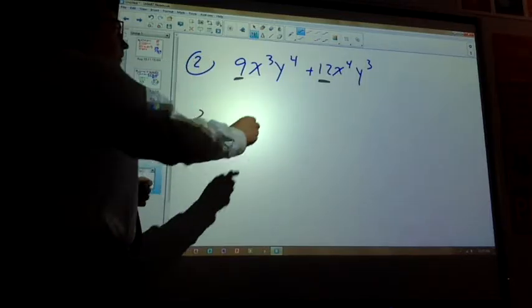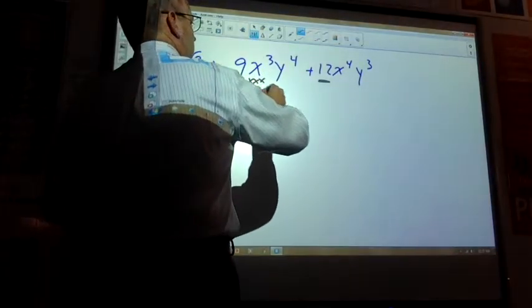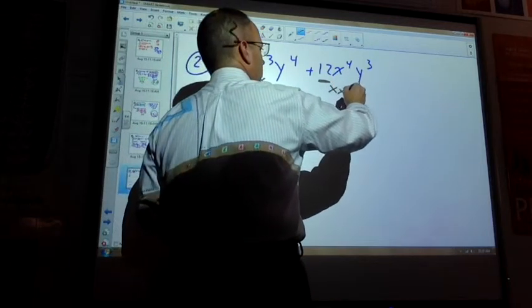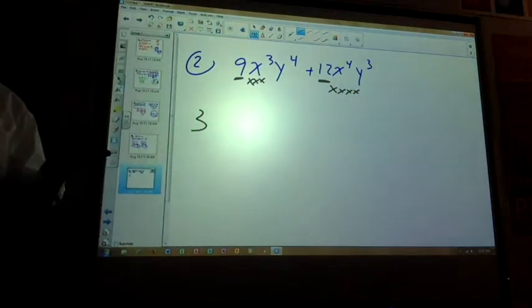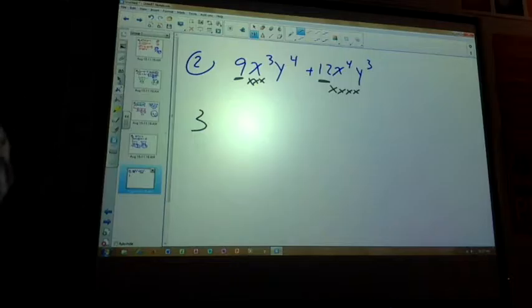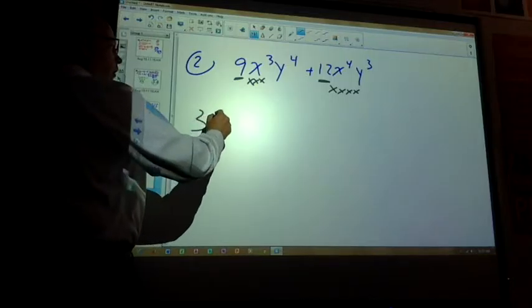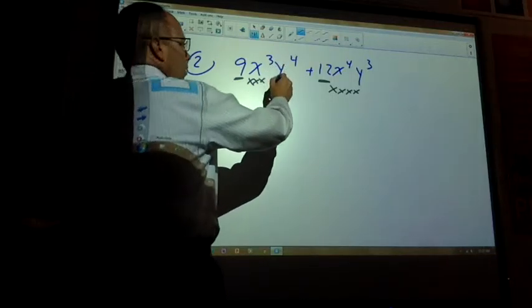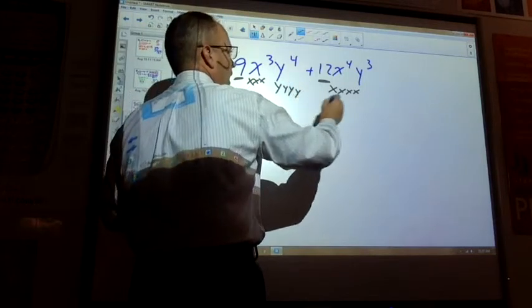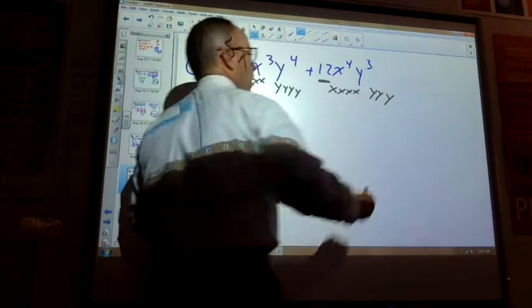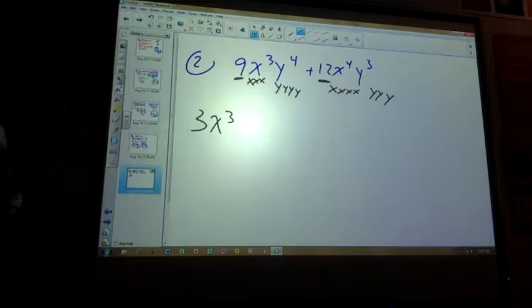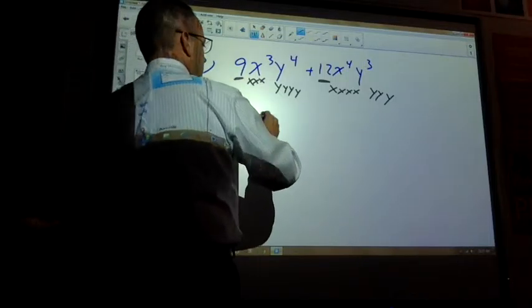This is the same thing as saying xxx, and this is xx, xx. So how many x's do each of them have in common? 3, so that's x to the third. And then y, and y. How many y's can I factor out of each? 3, so that's y to the third.